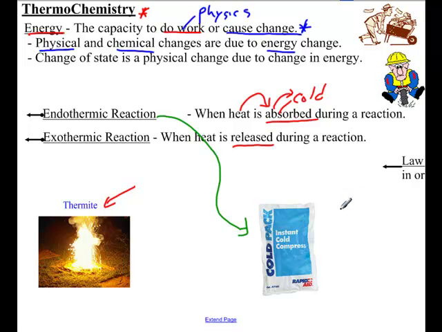They break it inside here, and all of a sudden it's an instant cold. Well, they call it a compress, but it's an instant cold pack. And so that's just a reaction where heat is absorbed and it gets cold. All right? Pretty easy stuff, right?